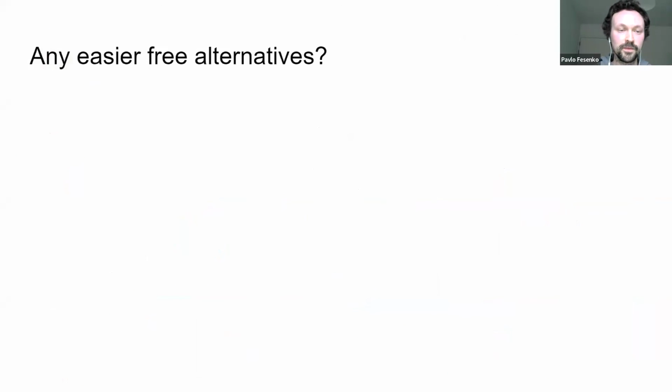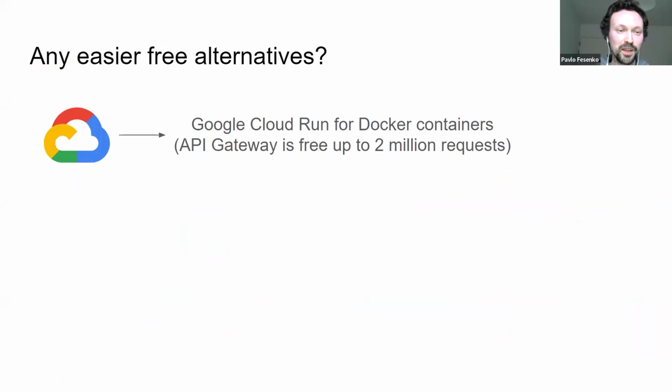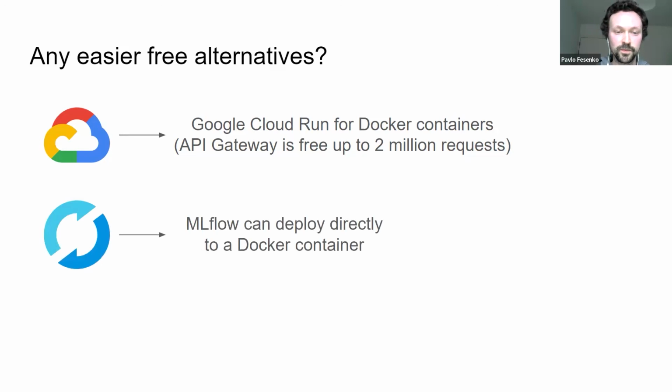And you might wonder, are there any easier free alternatives? This sounds so complicated and complex. So actually there are, and I'm also thinking maybe to try some of them in the future. An example could be another cloud provider, so you don't have to stick to AWS. You could use, for example, Google Cloud. And from what I read, Google Cloud has a service called Cloud Run, where you could actually execute Docker containers. And to create an API, you can expose this service via API Gateway, which is free up to 2 million requests.